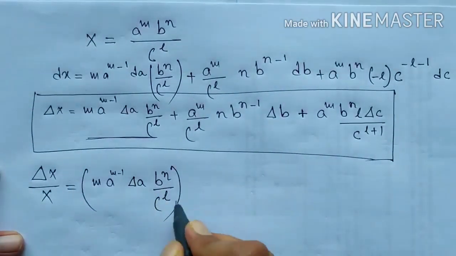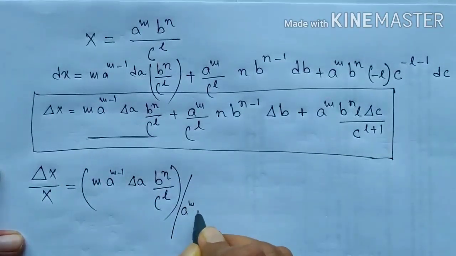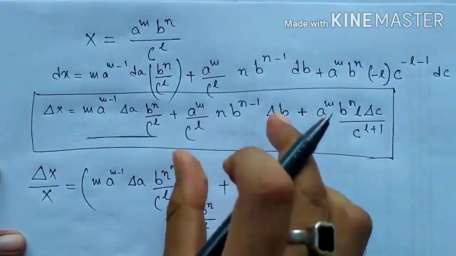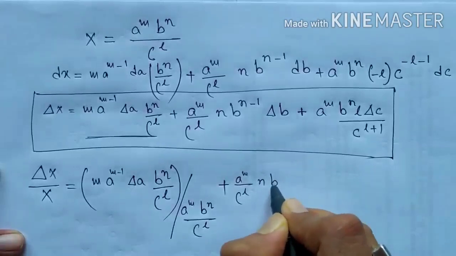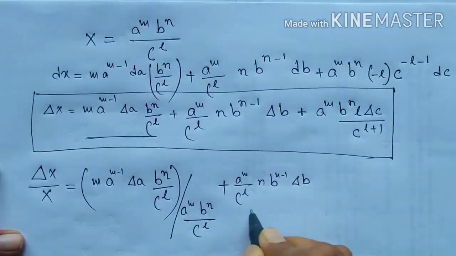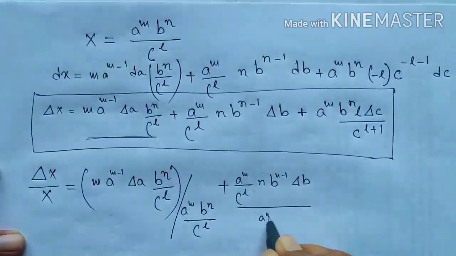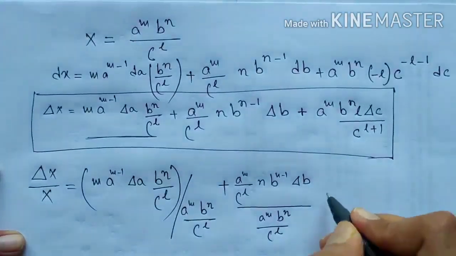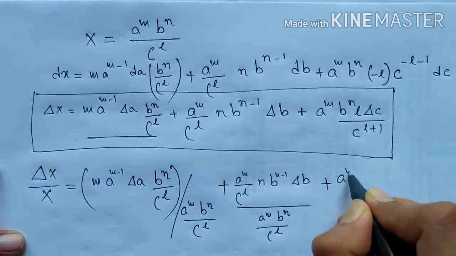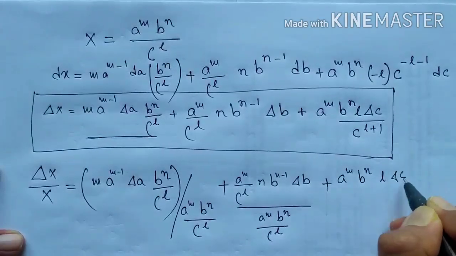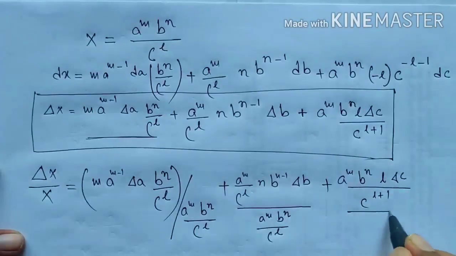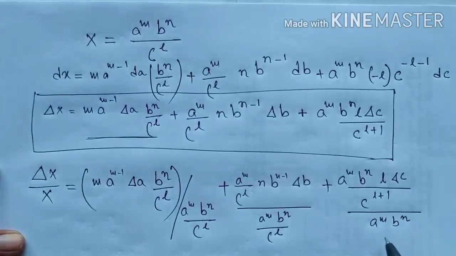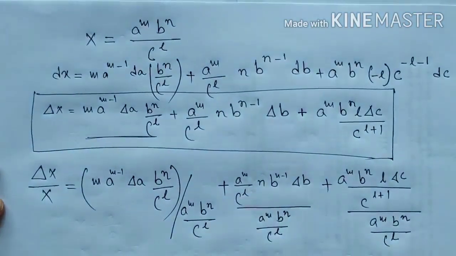whole divided by A to the power M B to the power N C to the power L, plus this entire quantity A to the power M by C to the power L N B to the power N minus 1 delta B whole divided by again this term, plus this term A to the power M B to the power N L delta C divided by, already it is there, C to the power L plus 1, whole divided by A to the power M B to the power N divided by C to the power L. So it's a big expression.